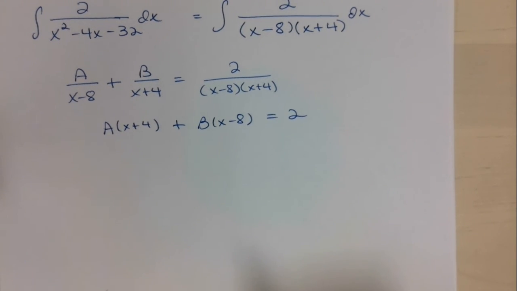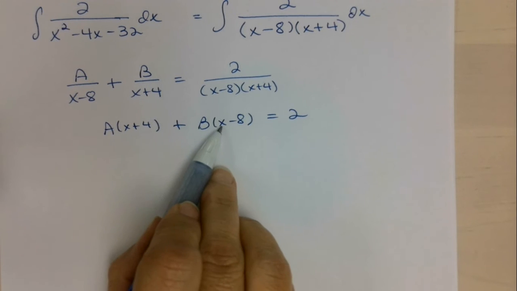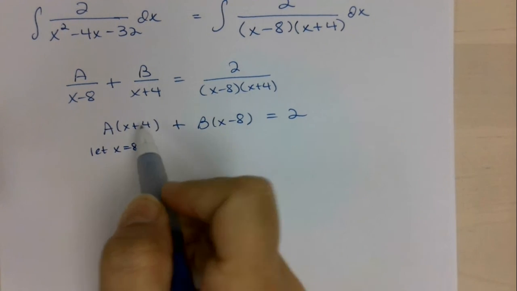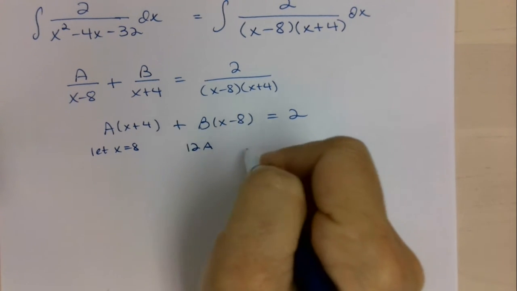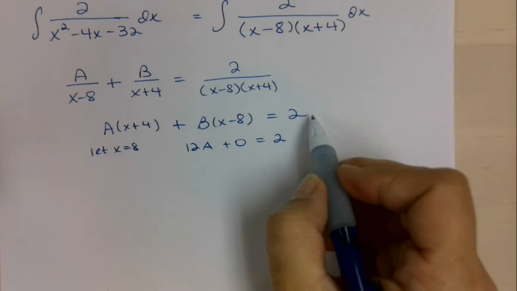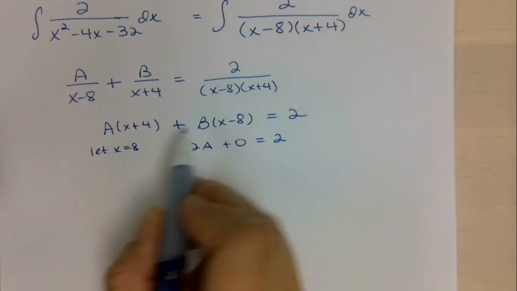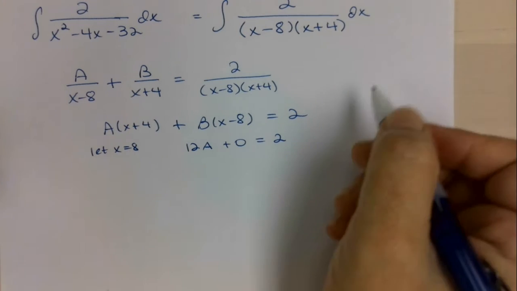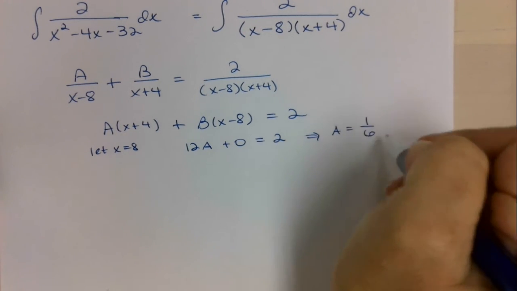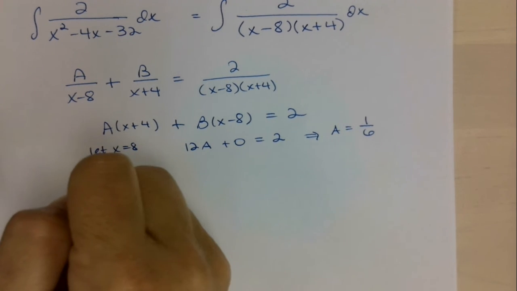Now I'm going to choose convenient x values to zero out these terms so I can solve for a and b. Let's start with, we're going to let x equal 8. And if I do that, I get 12a plus 0 equal to 2. Notice this time I don't have an x over here on the right side, so there's nowhere to plug in that 8. We're just plugging it in over on the left. And if I divide both sides by 12, then a is equal to 2 over 12, which reduces to 1 over 6.